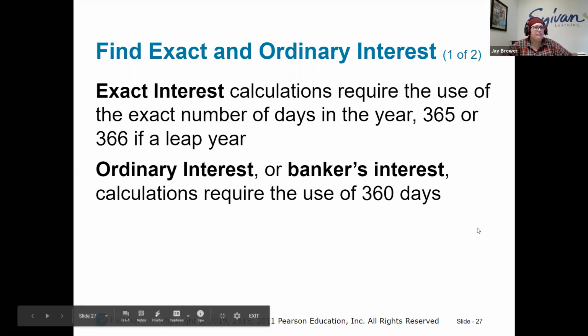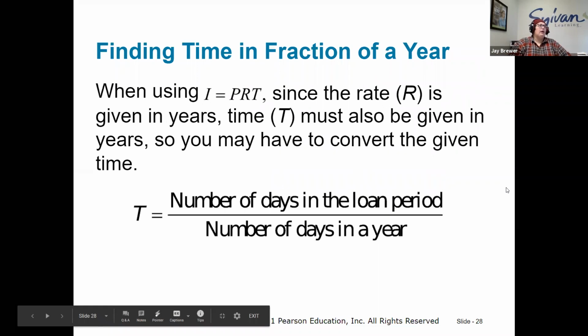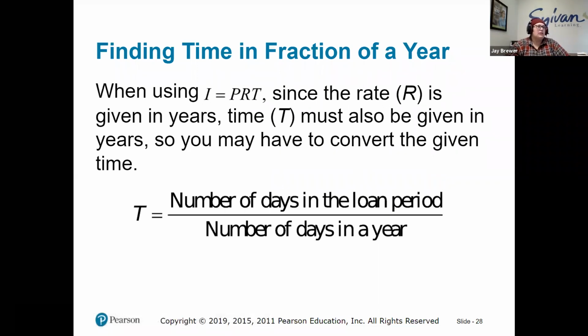Okay. All right. Finding time in fraction of a year. When using interest equals principal times rate times time, since the rate is given in years, time must also be in years. So you may have to convert time. To do that, it's the number of days in the loan divided by the number of days in a year. When we get to chapter 12, you have to do some very interesting things with that.